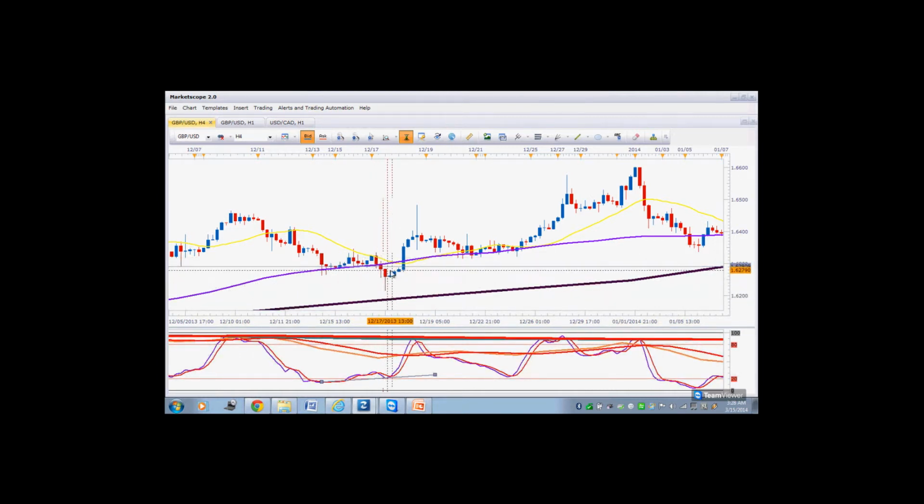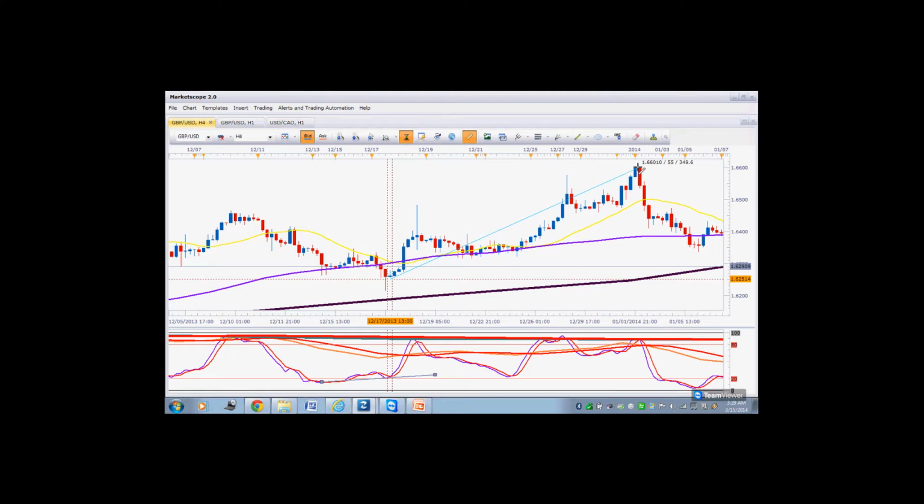So upon the close of this pin bar, all right, or this hammer, we can enter our trade back into the direction of the trend. So this whole rally here gave us about 349 pips.